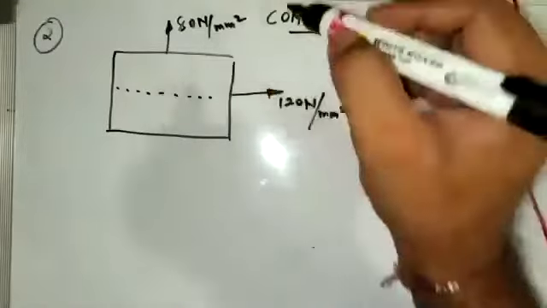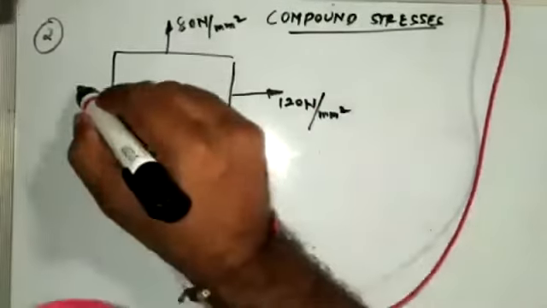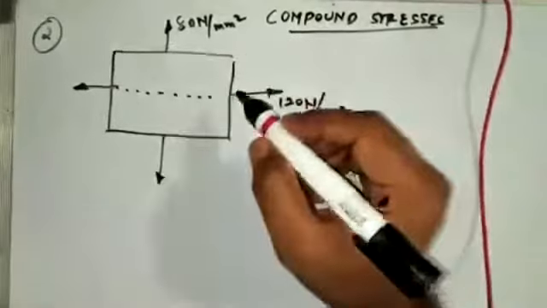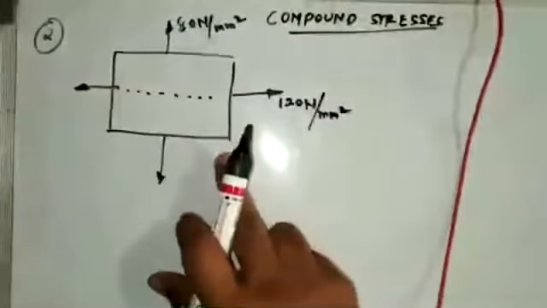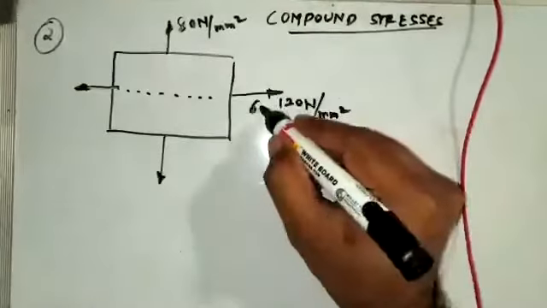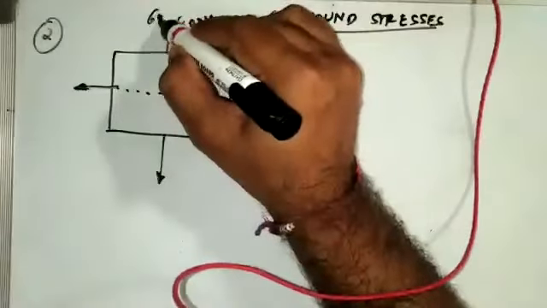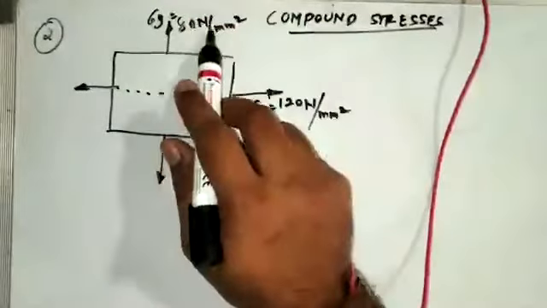Very typical problem, okay, which can appear in the exam. So in competitive exams also you can see such type of problems. So the system is under the action of stresses in two dimensions. One is along sigma x, correct? One is along sigma y. Is this correct? 80 Newton per millimeter square.